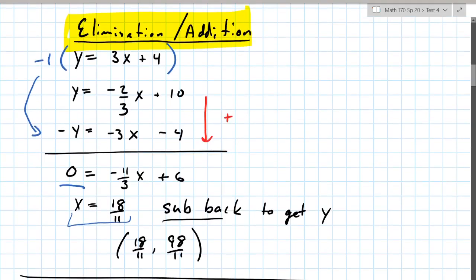The elimination addition method is what we're going to use most of the time, so that's the one you probably want to practice most, although the other two methods can come in handy.